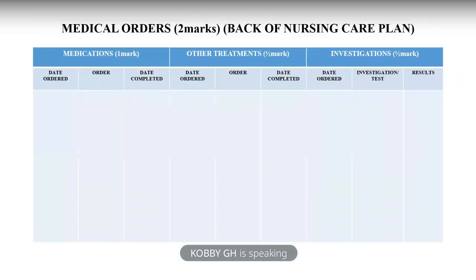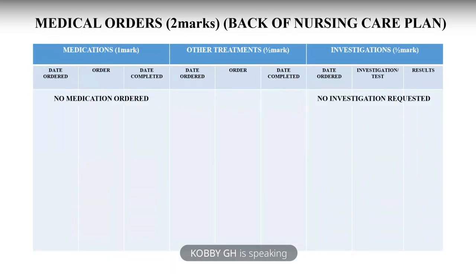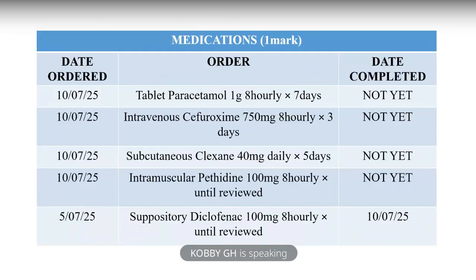How else can you write no other treatments? You can also have a patient that is not on any medication. Such a situation usually wouldn't occur, but in such a situation, you write no medication ordered. Likewise, you can have a patient with no investigations, which also doesn't occur mostly. In such a situation, you write no investigation requested. Now, what usually occurs? You find medications, you find treatments. This is what you do.